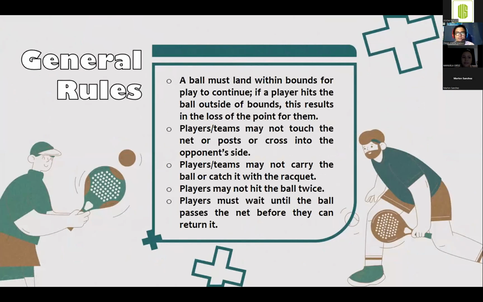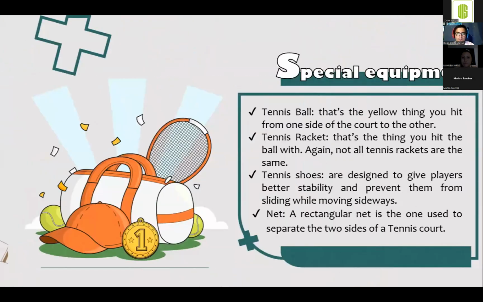This is the general rules. A ball must land within bounds for play to continue. If a player hits the ball outside of the bounds, this results in the loss of the point for them. Players or teams may not touch the net or the post or cross into the opponent's side. Players or teams may not carry the ball with the racket. Players may not hit the ball twice. And finally, players must wait until the ball passes the net before they can return it. The next one, please.